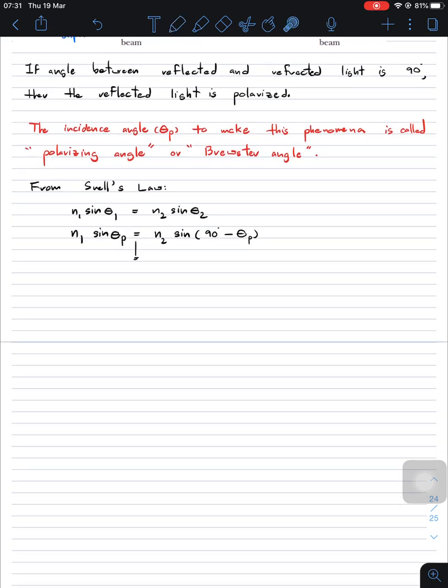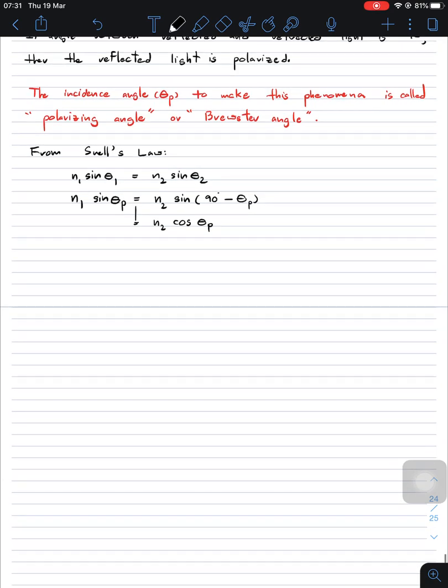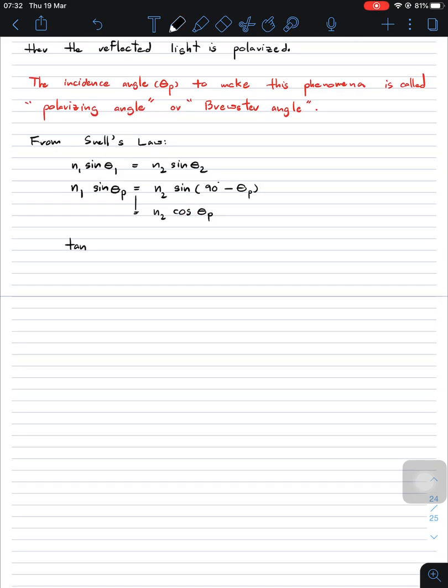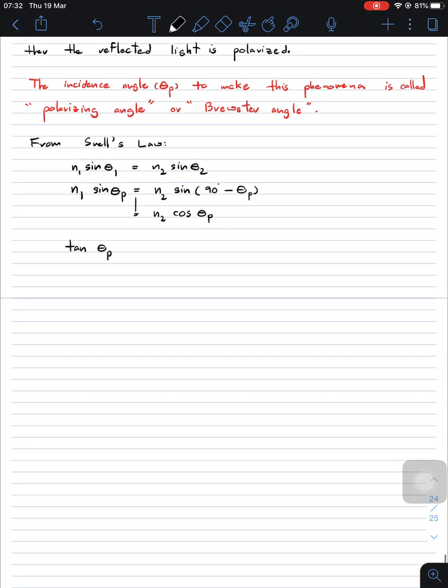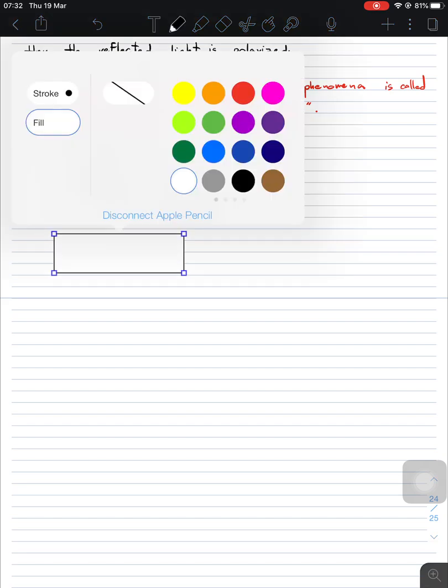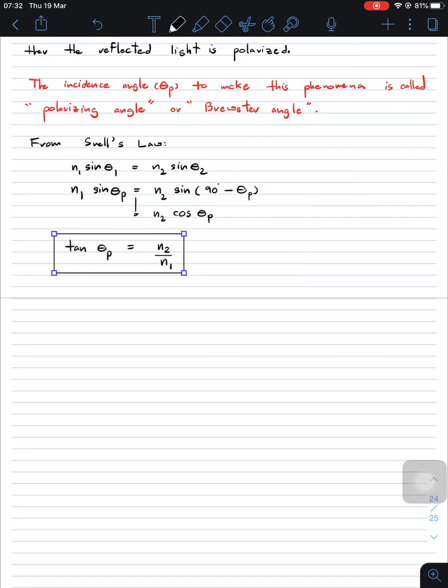But then what is sin of 90 degrees minus θp? It is going to be equal to cosine of θp. So when you move the cosine θp to the left-hand side, you will have sine over cosine, which is just equal to tan. So finally you will get the condition for the Brewster angle, or the polarizing angle, to be tan θp equal to n2 over n1. This equation is called Brewster's law, just called the Brewster law.